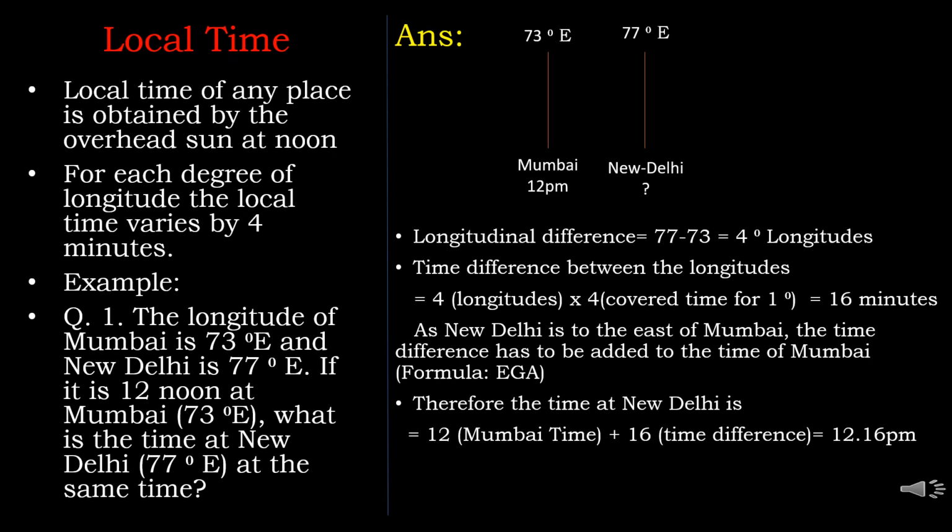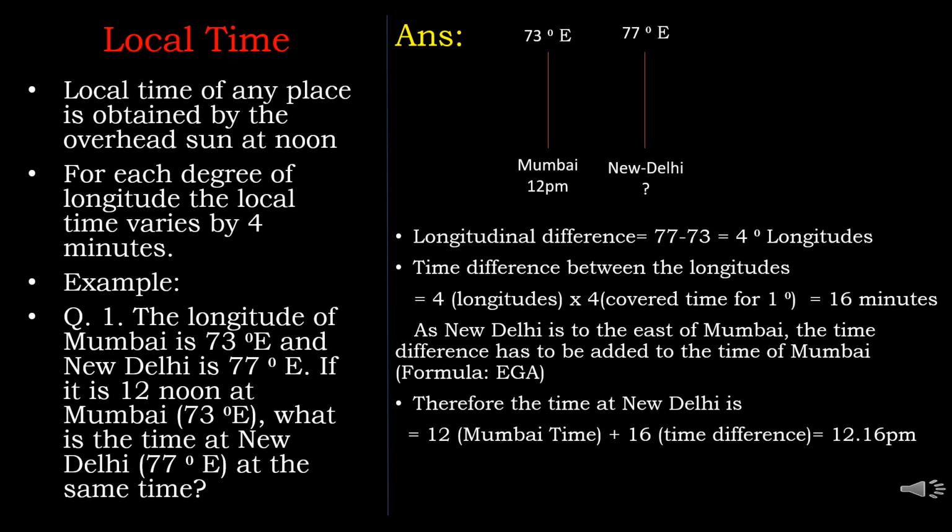Local time. The local time of any place is obtained by the overhead sun at noon. For each degree of longitude, the local time varies by 4 minutes. Let us see this through an example. The question is, the longitude of Mumbai is 73 degree east and New Delhi is 77 degree east. If it is 12 noon at Mumbai, what is the time at New Delhi at the same time? Let us see the answer.